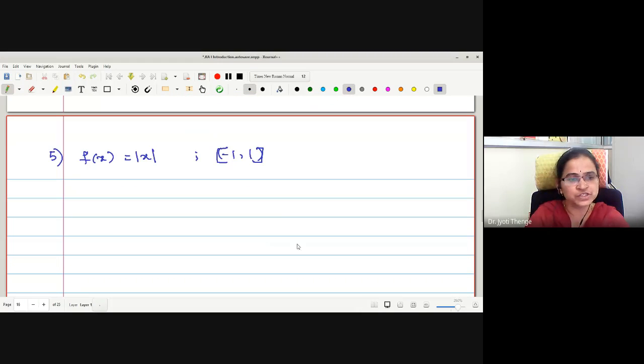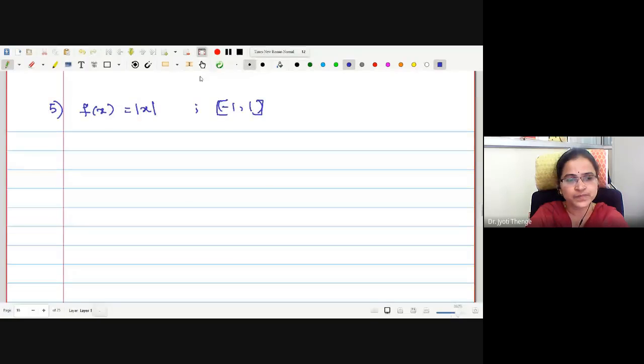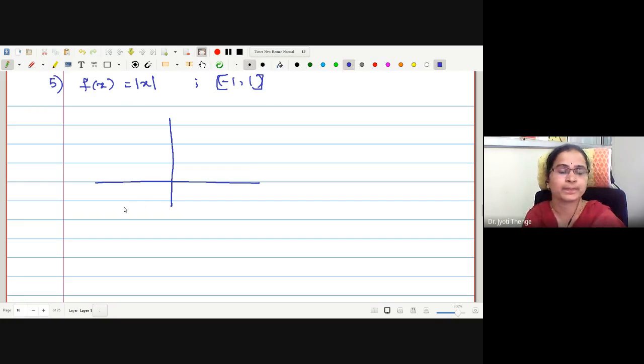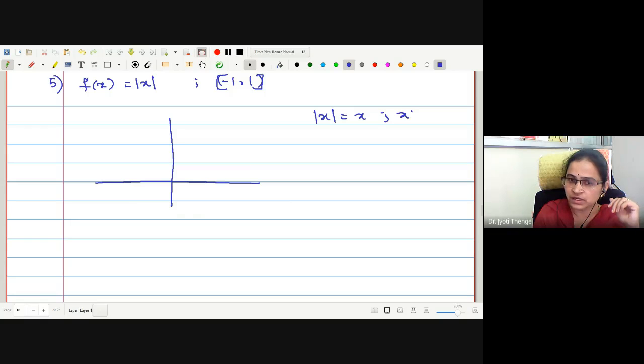What is the nature of this function? Mod x, modulus function. What is modulus function? How can I represent it on the graph? How this mod x is going to be defined? Mod x is x for x greater equal to 0 and minus x for x less than 0. Correct? So that it will in turn give us the non-negative values.